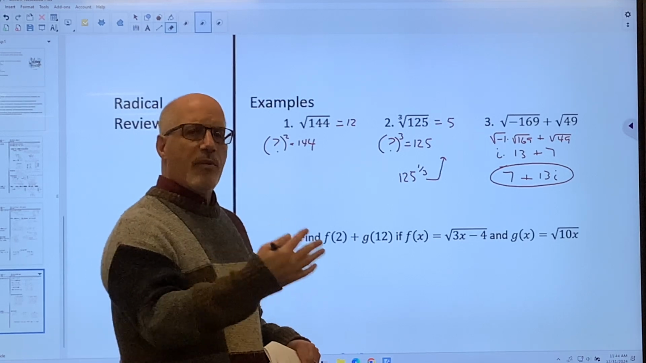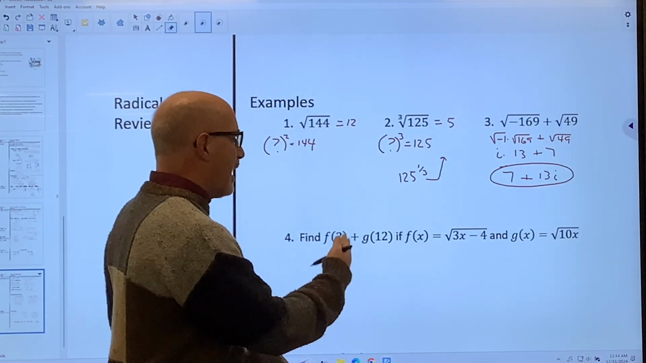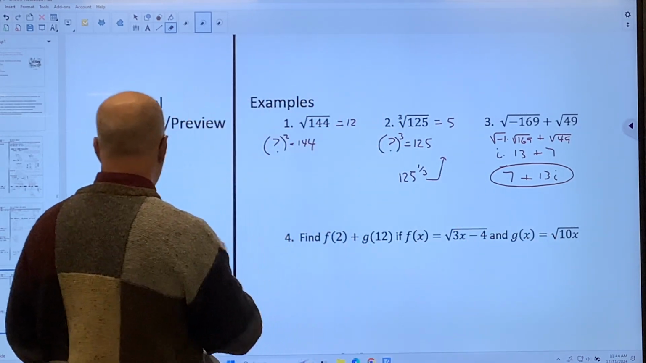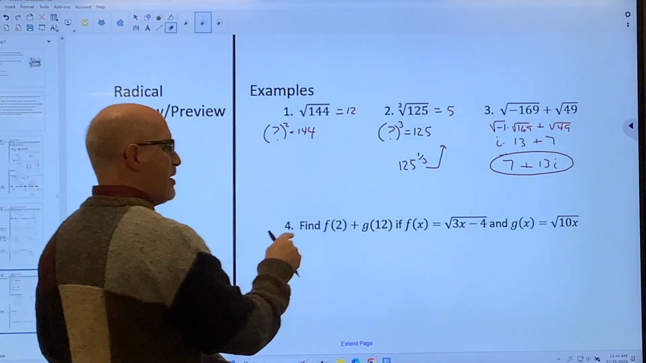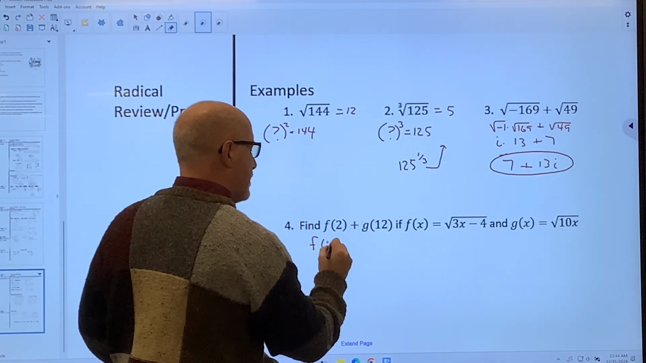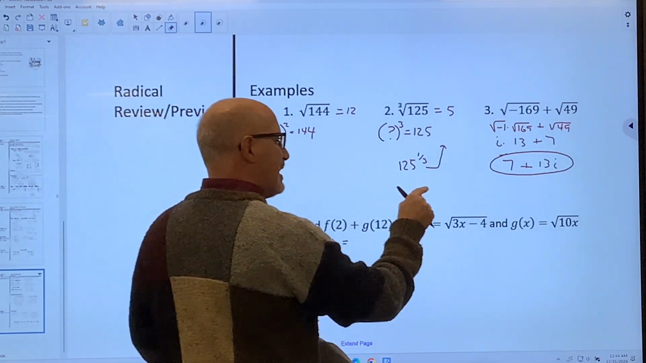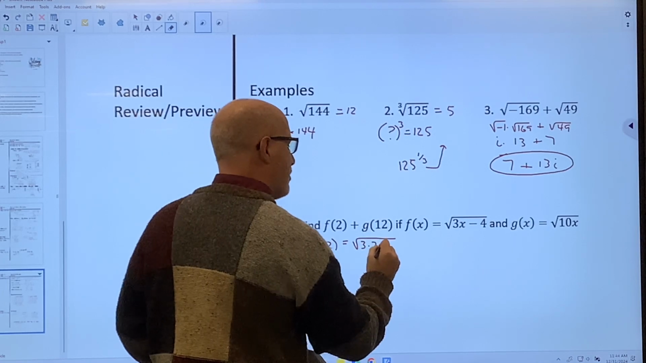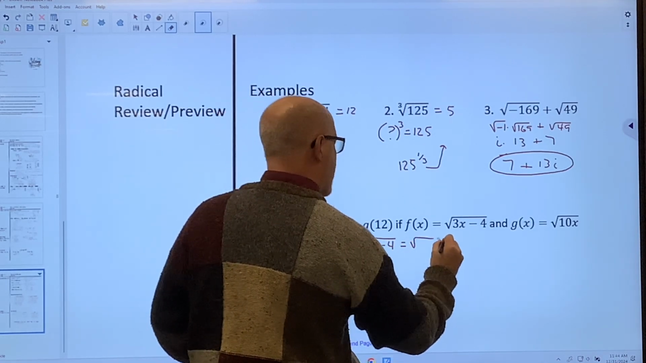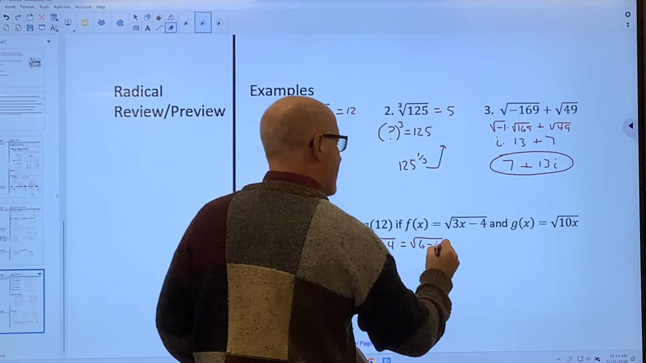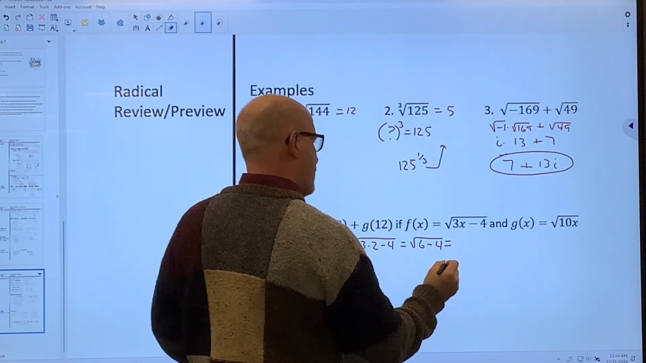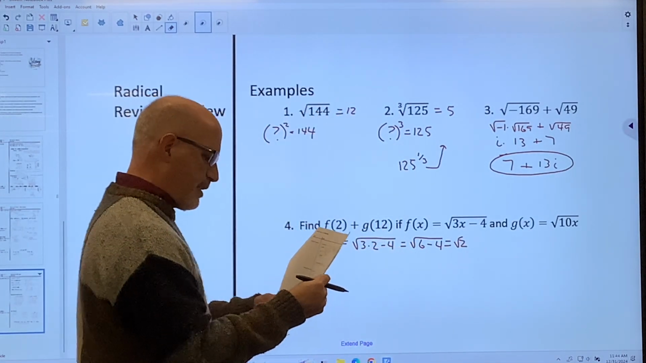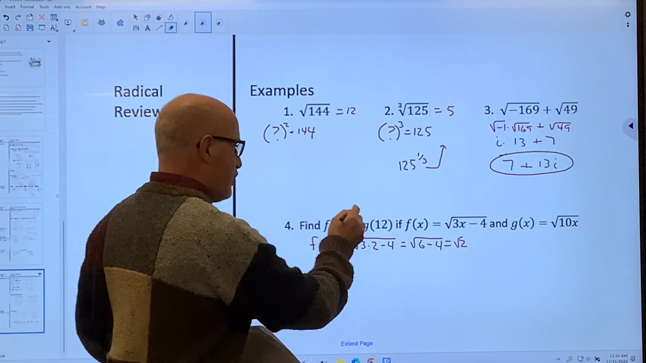Let's review over what we know about function notation and apply it to these functions. We use these two functions, f of x and g of x, and find these two here and then add them together. So first of all, let's do f of 2. F of 2 means 2 becomes the input in this function. So we have the square root of 3 times 2 minus 4, which is the square root of 6 minus 4. And that's going to be equal to the square root of 2. All right, so for the next part then, what we're going to do is we're going to do g of 12.